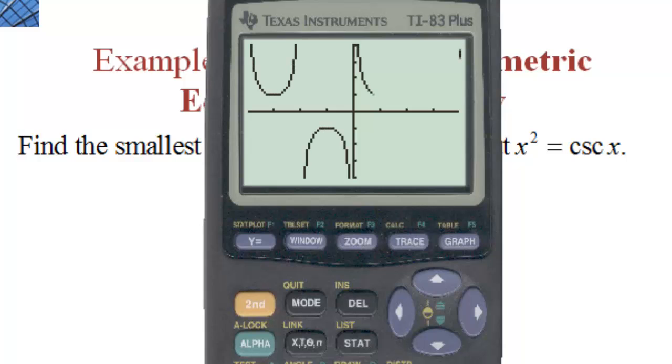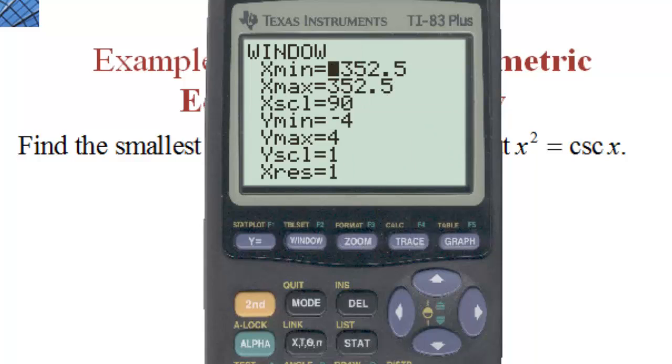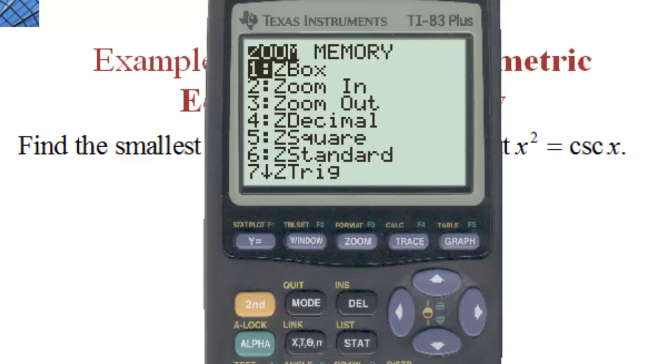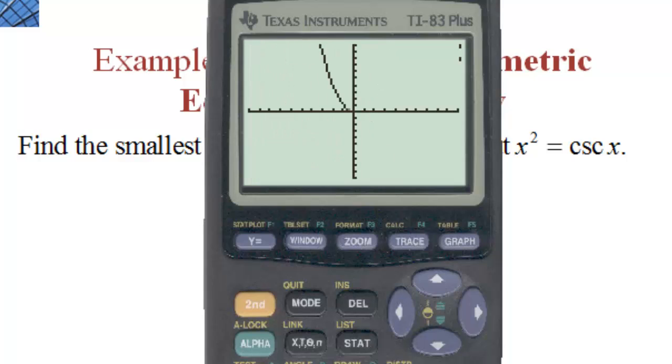So we get our nice cosecant function, but where's our x squared? Let's look at our window, and we have our x minimum is negative 352, and our x maximum is 352 with a scale of 90. So let's see what happens if we go back to our standard on this one. There's our x squared. And then we just get little pieces of the cosecant.